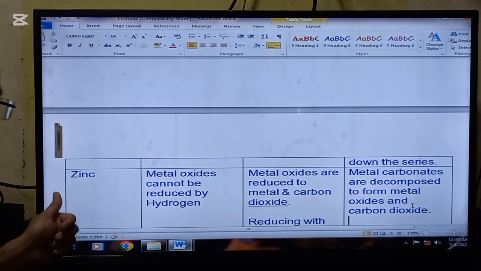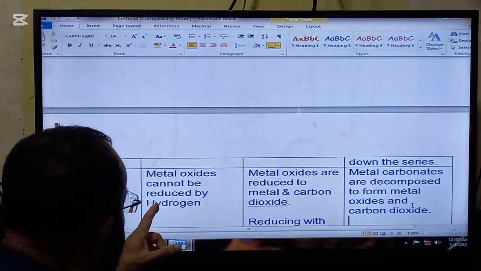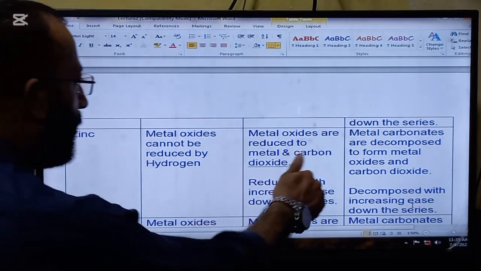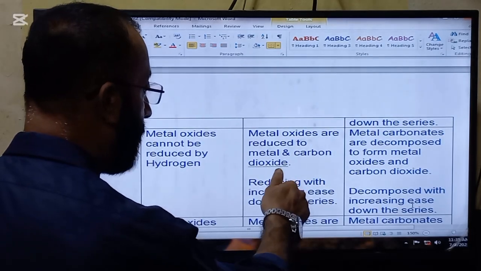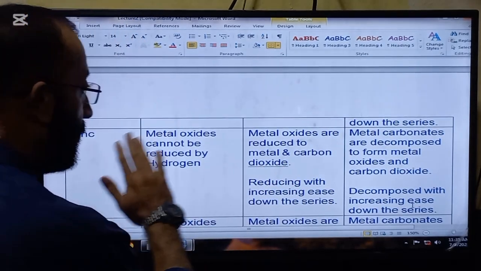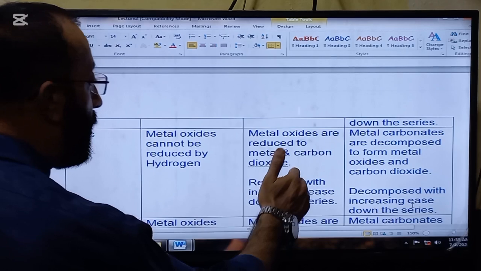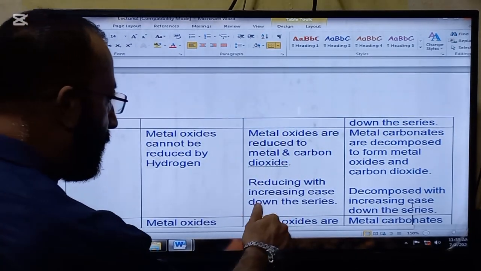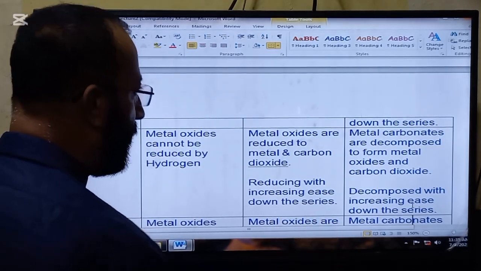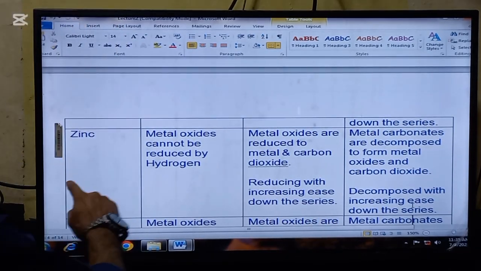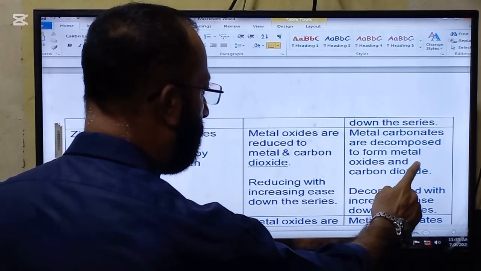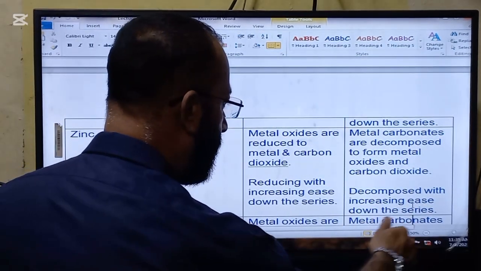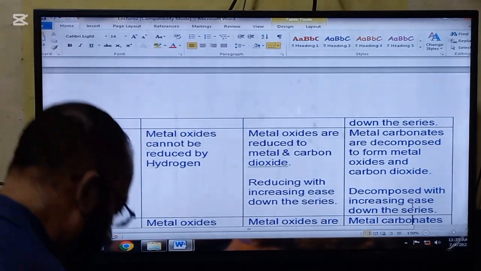So the next metal is zinc. Metal oxides cannot be reduced by hydrogen. Metal oxides are reduced to metal and carbon dioxide. So look now, this is going to be reduced when reacted with carbon, reducing with increasing ease down this series. And zinc carbonate is decomposed to form metal oxide and carbon dioxide, decomposed with increasing ease down this series.